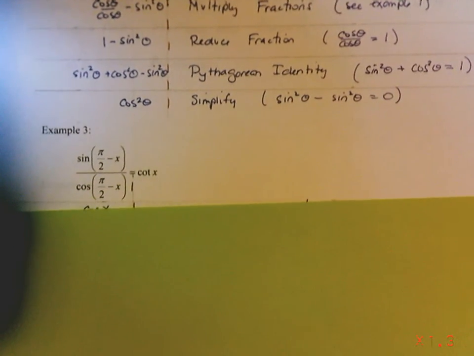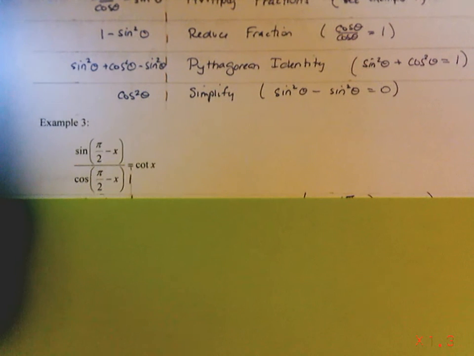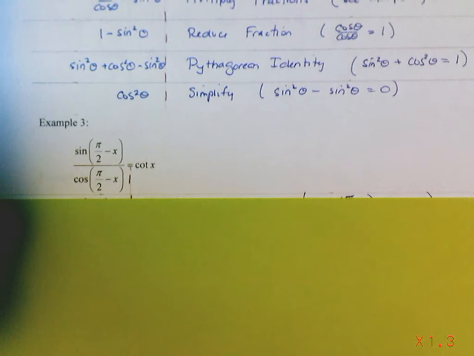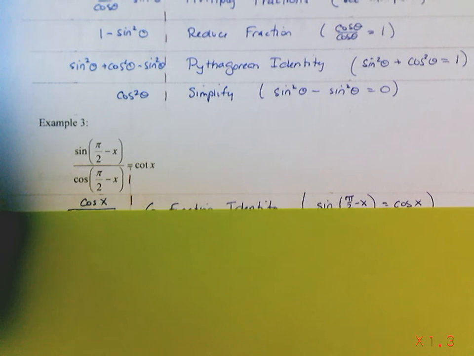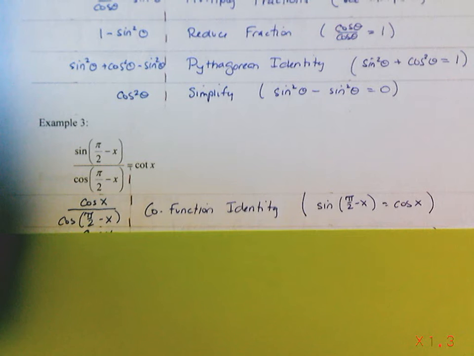My next identity, this is one that we don't use that often, so students tend to struggle with. It's the cofunction identity. Anytime you see pi over 2 minus x or pi over 2 minus theta, you're probably going to use a cofunction identity. So the first step I'm going to do is replace sine pi over 2 minus x with cosine x. And I use a cofunction identity.